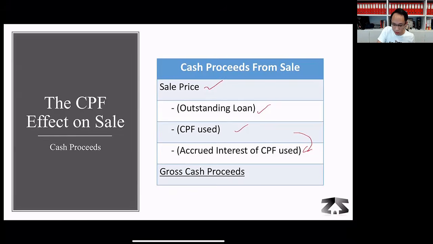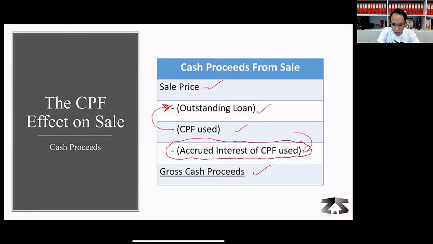This is actually the additional portion that you want to take note of that will have an effect on your property. Once you minus these 3 elements, you will get your gross cash proceeds. Okay, so the trick is here, because most of us, and this illustration is based on people using their CPF to service their monthly installment, using CPF to service their monthly installment.